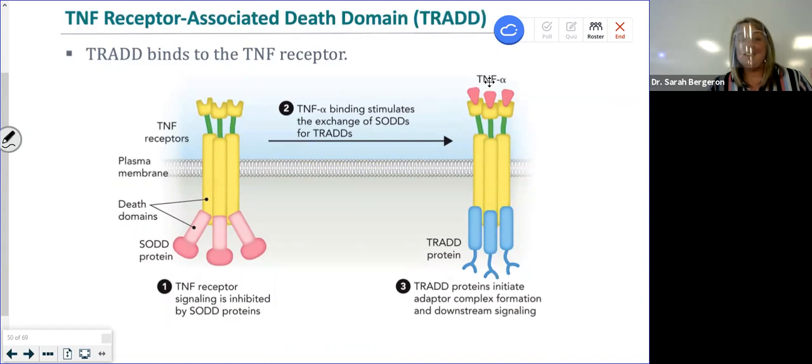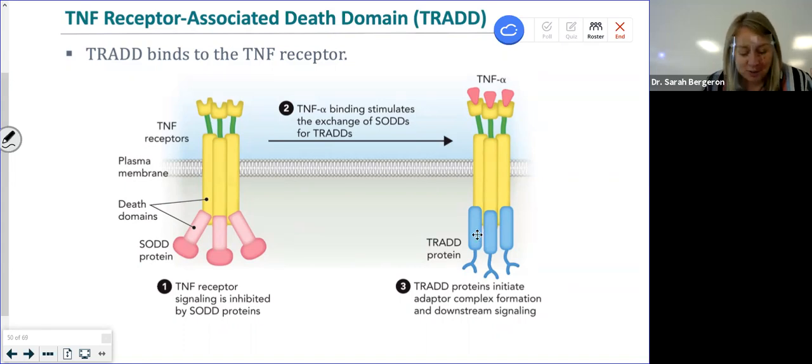When we bind to TNF alpha, we're now a trimer, which it really should have been, these should have been farther apart, but it's okay, we'll forgive the book, right? So when TNF alpha binds, we trimerize, we've lost our silencing of death domain proteins. Now we're going to bind to TRADD. So what does that stand for?